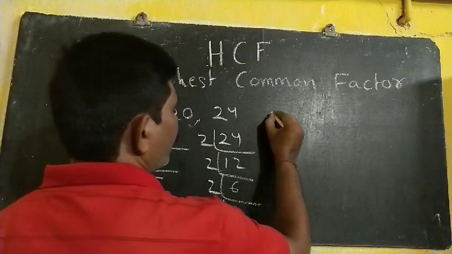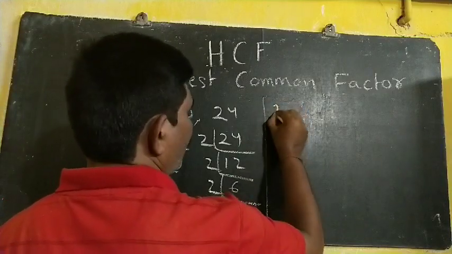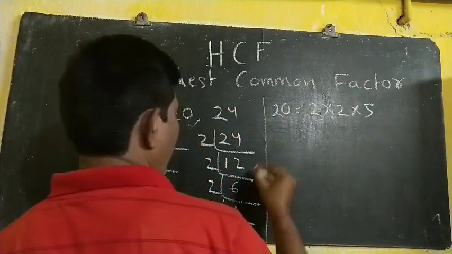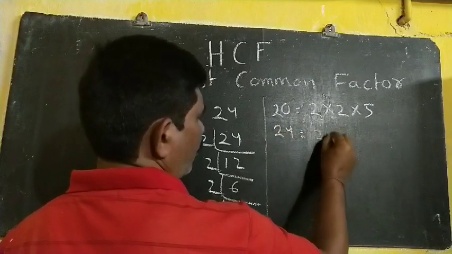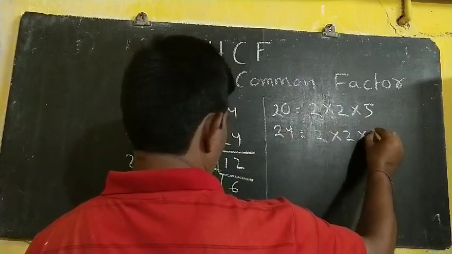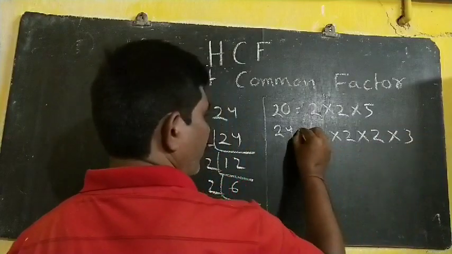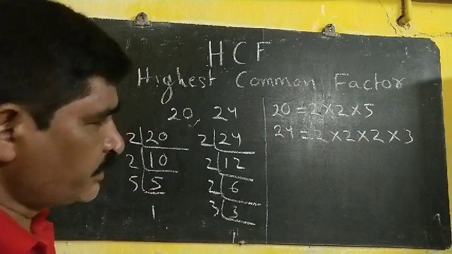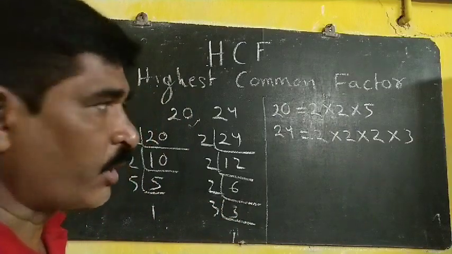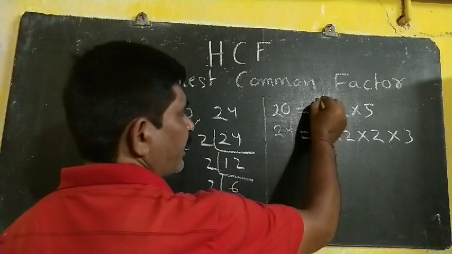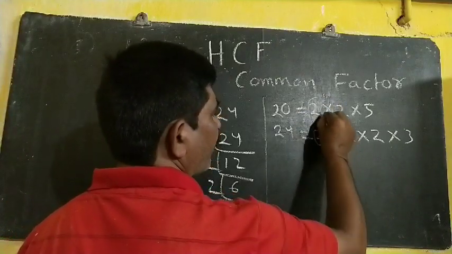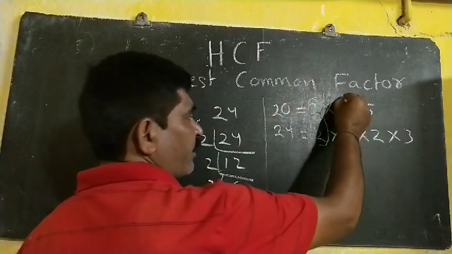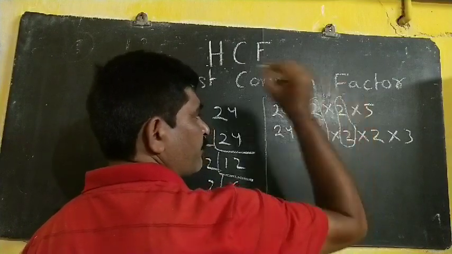So, here we are writing 20 equal to 2 into 2 into 5 and 24 equal to 2 into 2 into 2 into 3. These are the prime factors of 20 and 24. So, in these prime factors, what is common between them? We see that 2 is here, in 20 also 2, in 24 also 2, another 2 is here also, same.